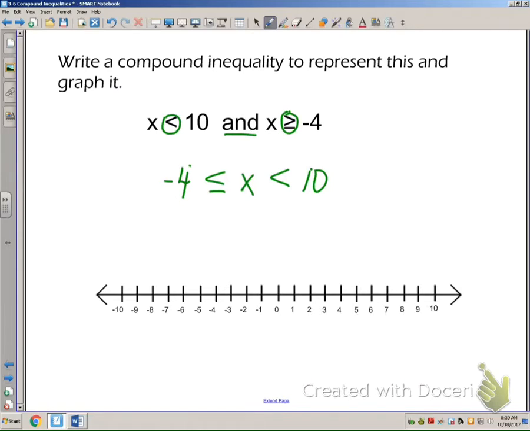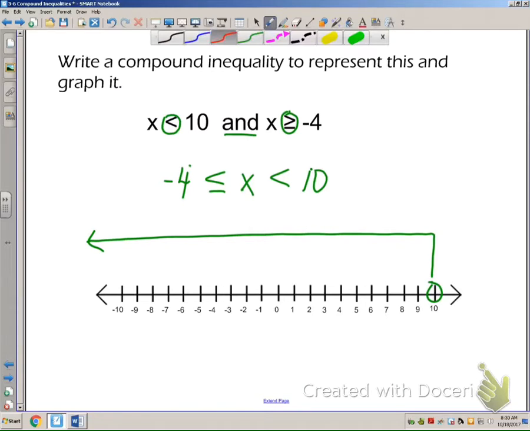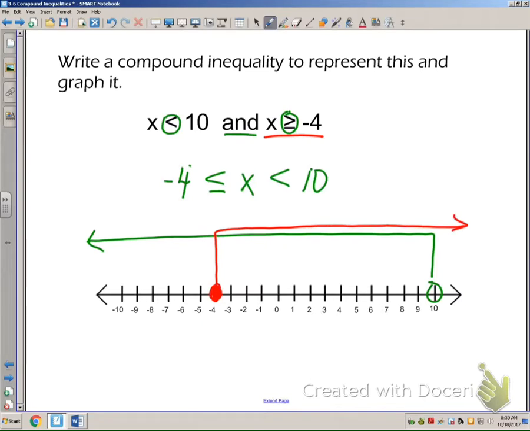So back to here. If I want to graph x is less than 10, I'm going to put an open circle, and I'm going to come over here. If I want to graph x is greater than or equal to -4, closed circle to show that it's including negative 4, and everything greater than. So what are the solutions then to this compound inequality? Well, we know it's everything in between here.